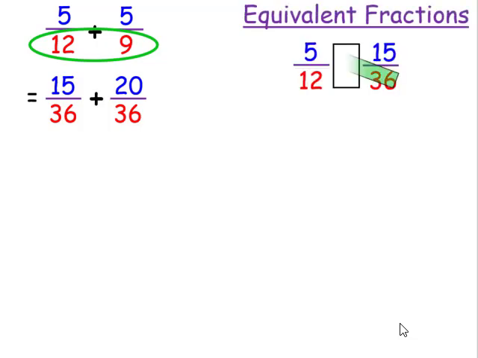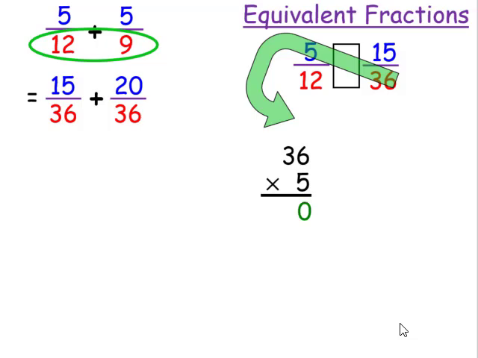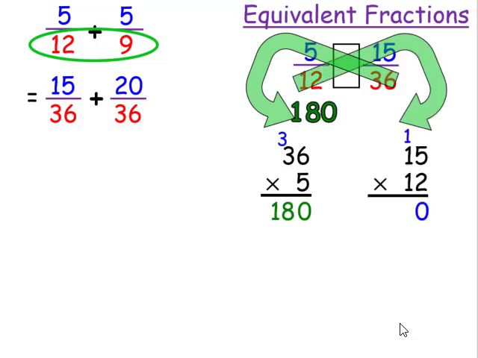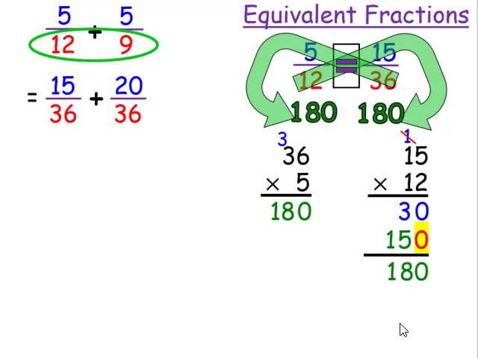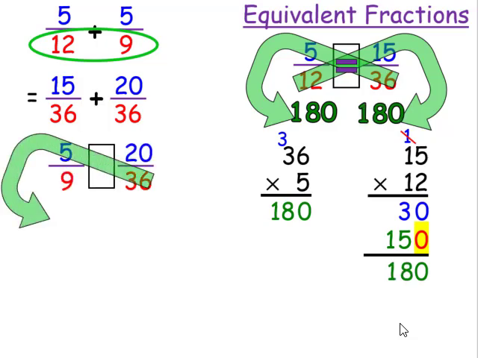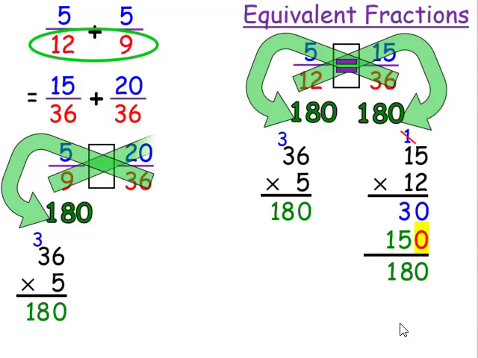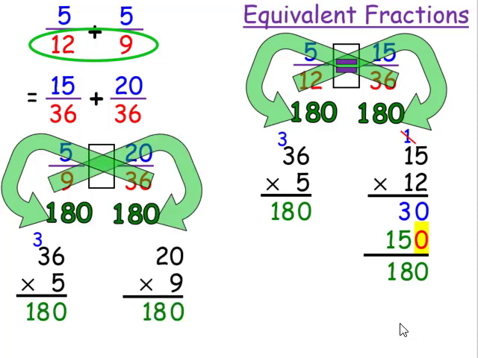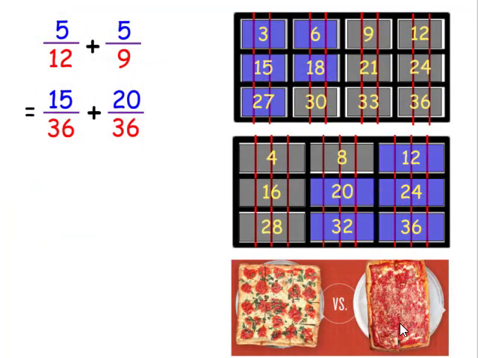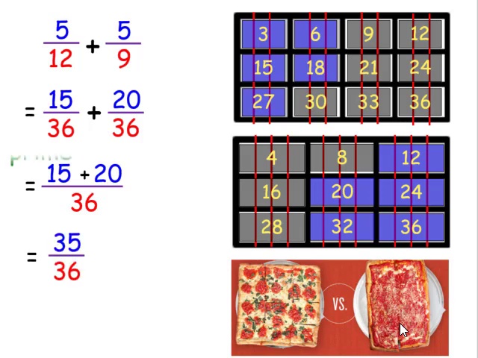And if we wanted to check, we can see if we cross multiply, would we get the same answer? And if we cross multiply the other two fractions, we would see we would get the same answer. So now we can add. When we add, all we have to do is add the numerators because they have the same denominator. And 15 plus 20 is 35 over 36.